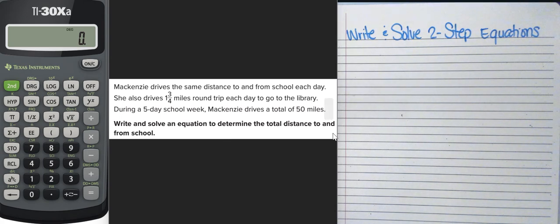All right. So first things first, when you're looking at a word problem, you want to probably read it maybe 2 to 3 times so you can really understand what they're asking. A couple things stood out to me. I noticed that she is going the same distance to and from school each day. In addition to that, she's also going an additional 1 3/4 mile round trip each day to the library. So we're going to find out during the 5 day school week how many miles she is driving. All right, so let's look at that.